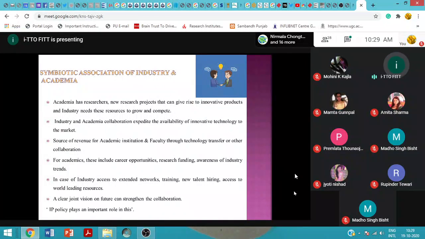In case of industry, access to extended network, training new talent, hiring, access to world leading resources. And if there is a clear joint vision on the future, it can strengthen the collaboration. And IP policy plays an important role to mitigate all the issues.